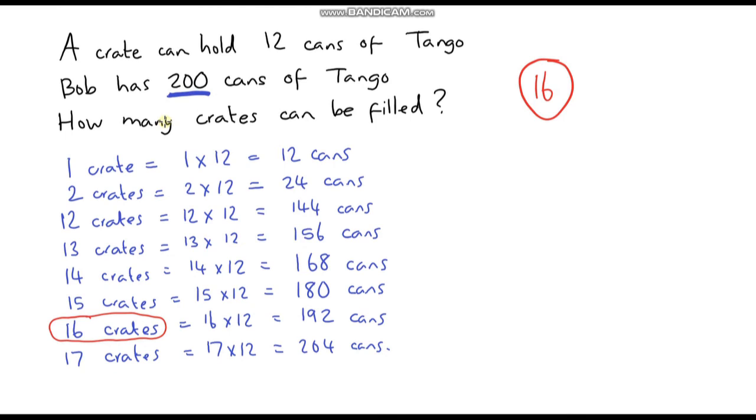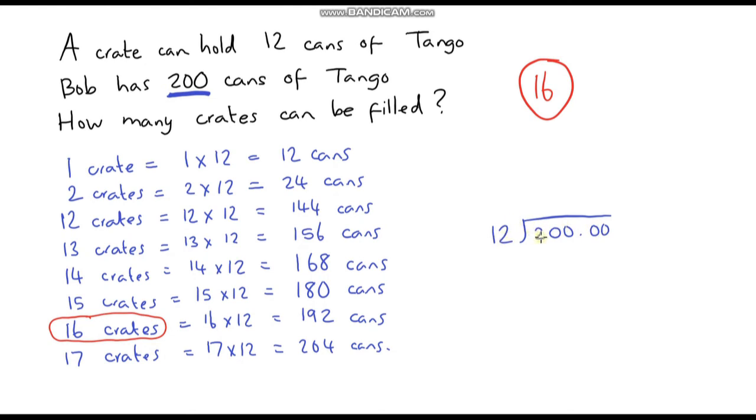Now some of you might have used an alternative method to solve this, which is the great thing about maths. Now it says a crate holds 12 cans of Tango and Bob has 200 cans. So to work out how many crates, we could just do 200 divided by 12. So let's write that down here. So we want to know how many times 12 goes into 200. And we know it's not going to go evenly because we're going to have a remainder, because we've just figured that out. Let's just put a decimal point and a few digits after the decimal point.